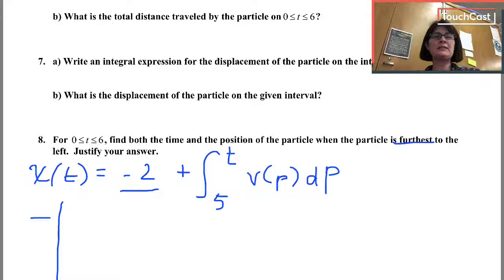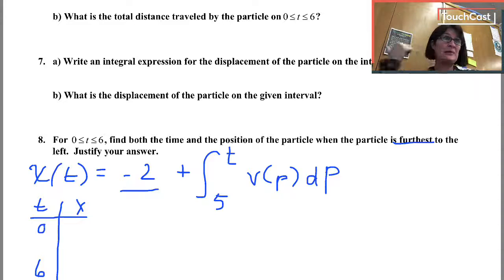All right, and I'm going to need a table of values. That table is going to have to include the endpoints, which are 0 and 6. I'm trying to maximize, well, in this case, furthest left means minimize position. So I'm going to need to figure out the position at those endpoints. And I'm also going to need any critical points. So that's places where the derivative of position is 0. Derivative of position is velocity. So I need to know when is velocity equal to 0.